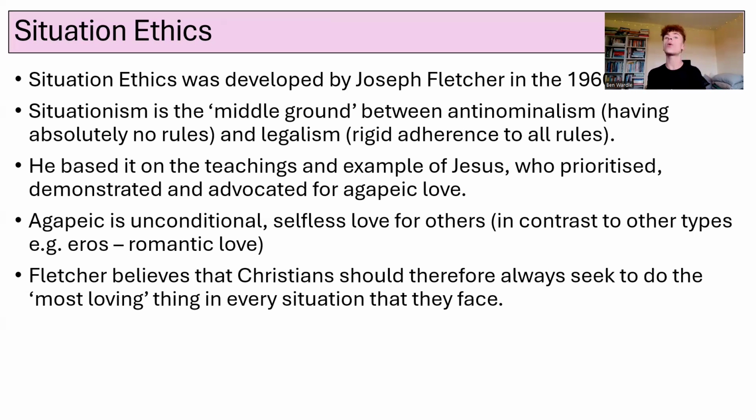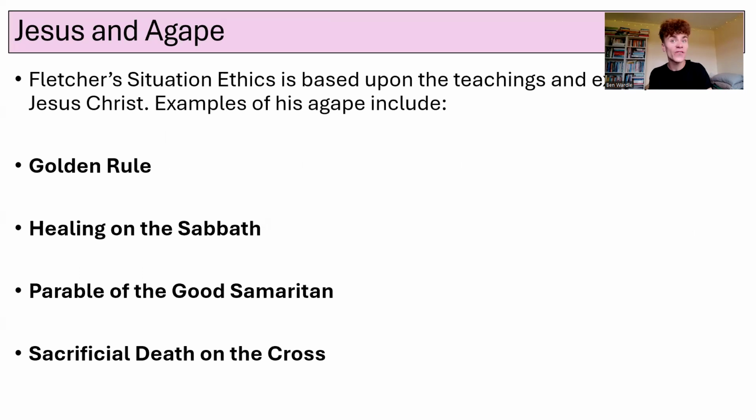So you could say this is actually quite a demanding ethical theory, because you are expected to be selfless in what you are doing when you are making moral decisions. And then our final bullet point, which brings everything together, is that Fletcher believes Christians should therefore always seek to do the most loving thing in every situation that they face. So what are we thinking? Is this a good approach to moral decision making? Is this an effective theory of ethics? Or can you already spot some flaws and some problems that might arise when we try to apply it in the 21st century? Well, let's get started by going back to the 1st century.